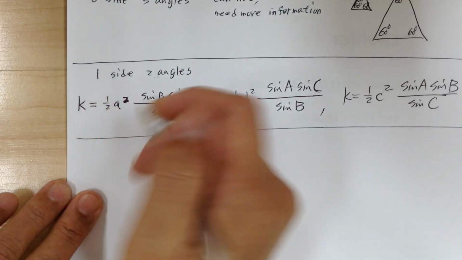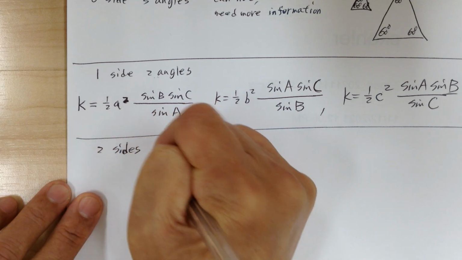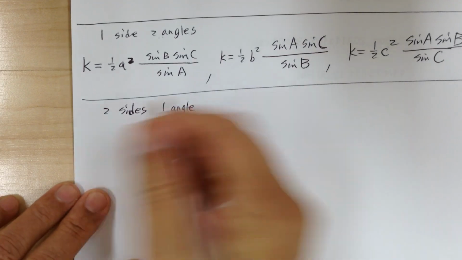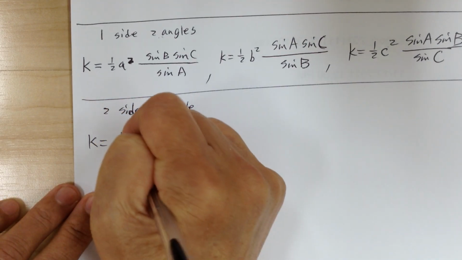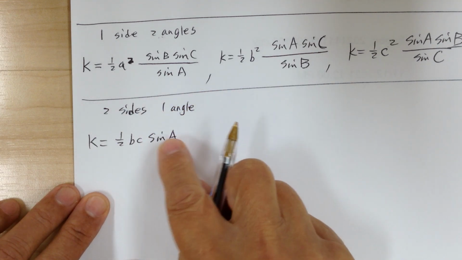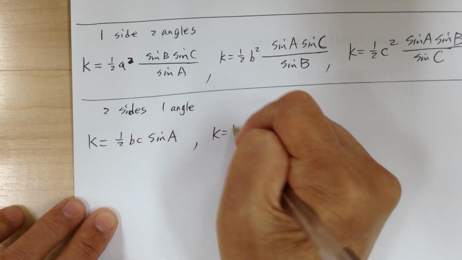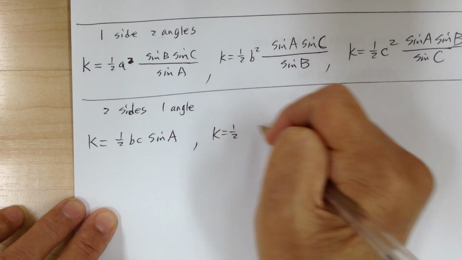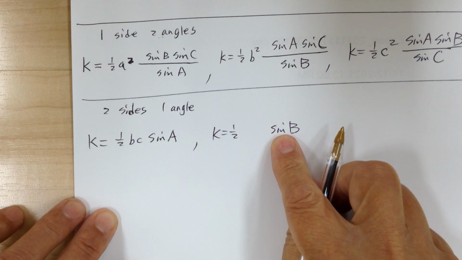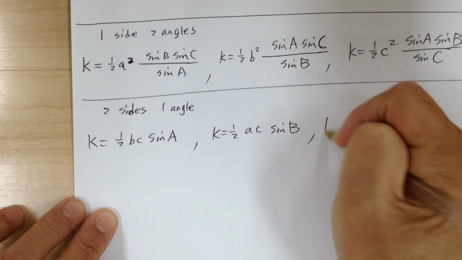Now, the next one would be 2 sides. If you have 2 sides and 1 angle, then K equals 1/2 bc sine A. So if angle A is given, use angle A, and the other 2 letters go over here. And if angle B is given, so sine B, then you have to have a and c. So you get all 3 letters.